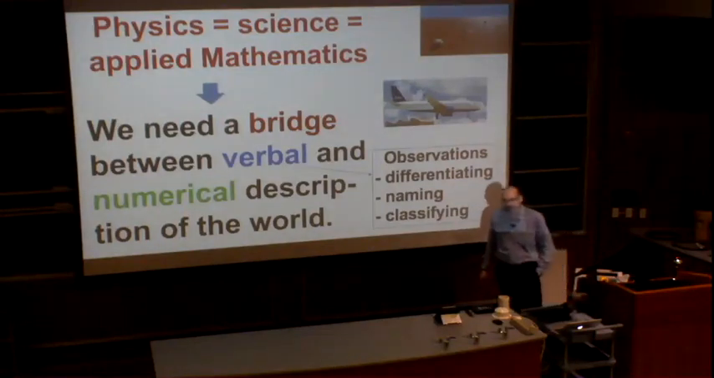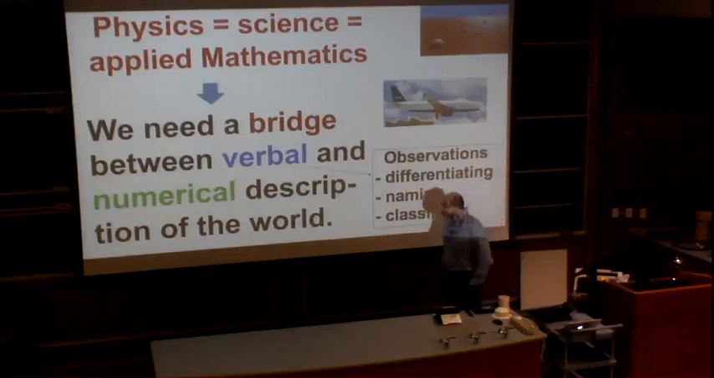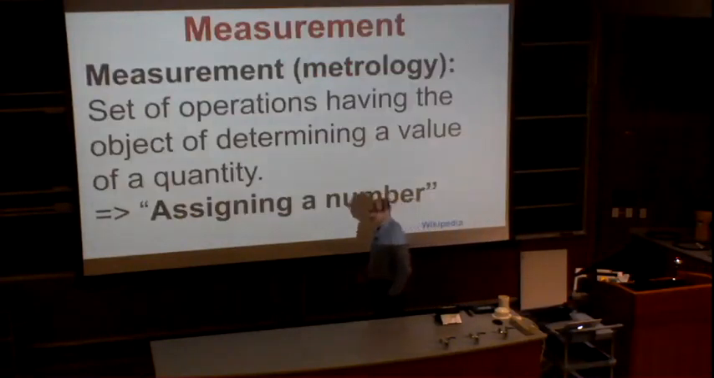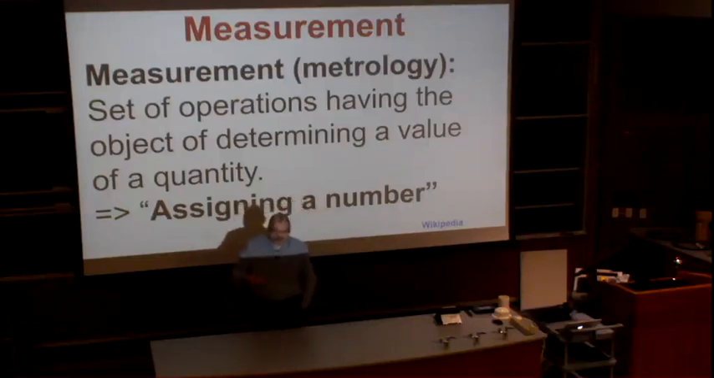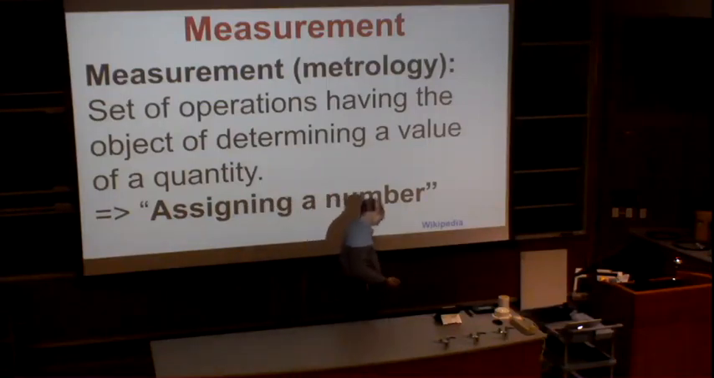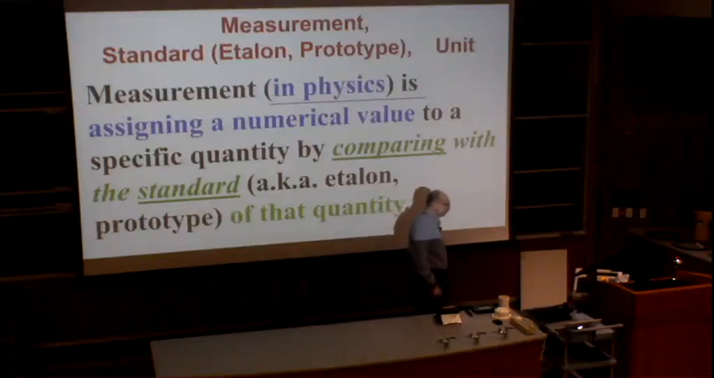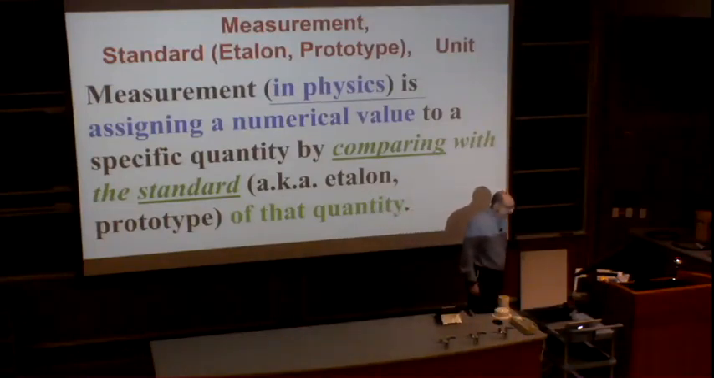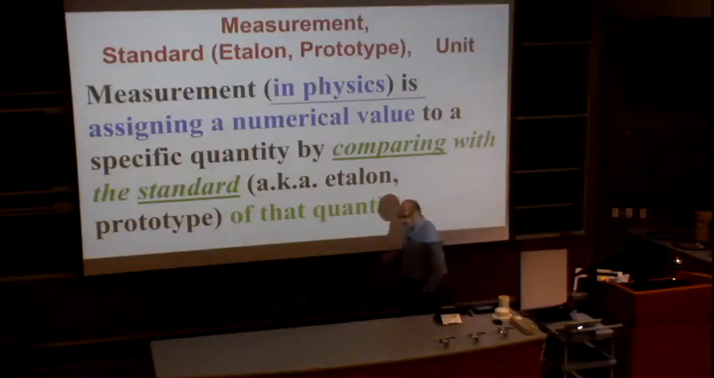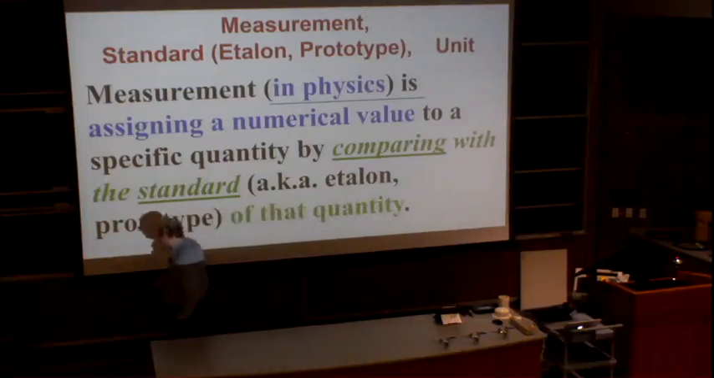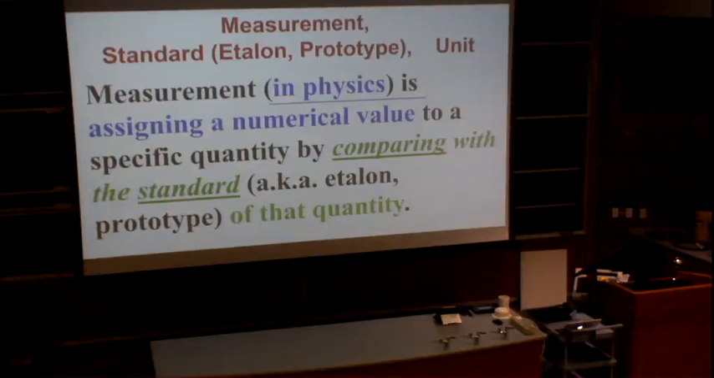How do we make a transition from verbal description to numbers? One word: measurement. We need to assign a number to a specific variable that describes a specific property of a specific object or a process. In physics, that process, measurement, is done by selecting first a specific object that's supposed to demonstrate the unit of that property.